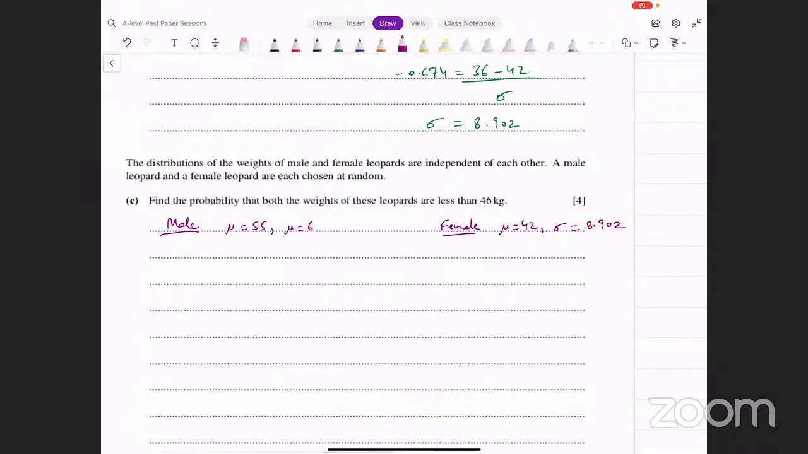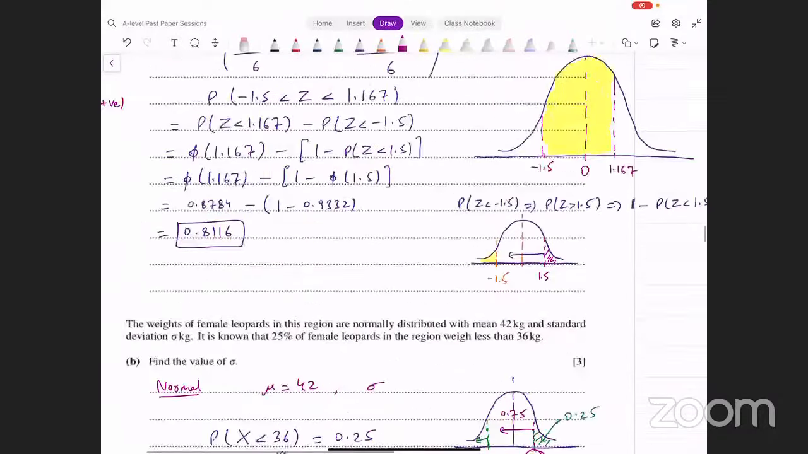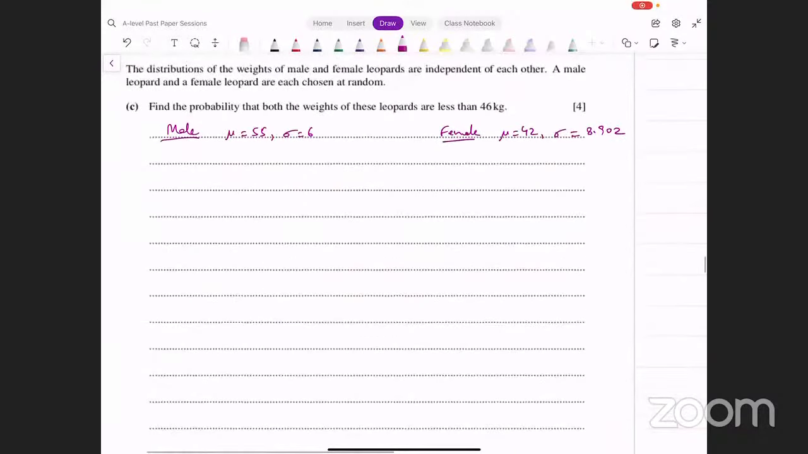ये दोनों normal distributions हैं. Sorry, ये sigma लिखना था यहाँ पे. Sigma was 6 here. Yeah. अच्छा. अब दोनों की probability find करनी है. Probability that their weight is less than 46 and probability that their weight is less than 46 here as well.